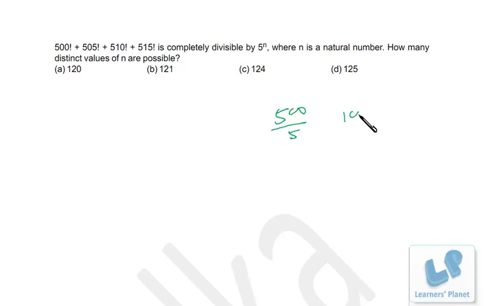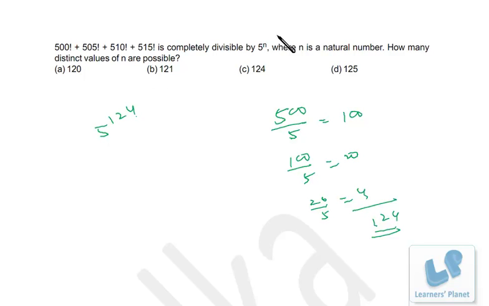500 by 5, that's 100. We just have to take the integral part. 500 by 5 is 100, 100 by 5 is 20, 20 by 5 is 4, so it's 124. That means 500 factorial is divisible by 5 raised to 124. So different values of n which are possible are 1, 2, 3, 4, 5, up to 124. Since this is the smallest number, the factor taken as common will be this only. Okay, so 124 is the correct choice. I hope you are clear.